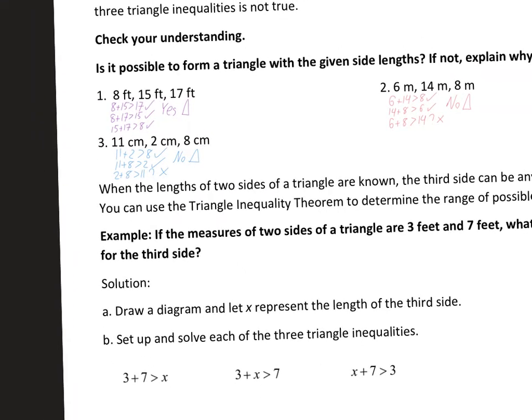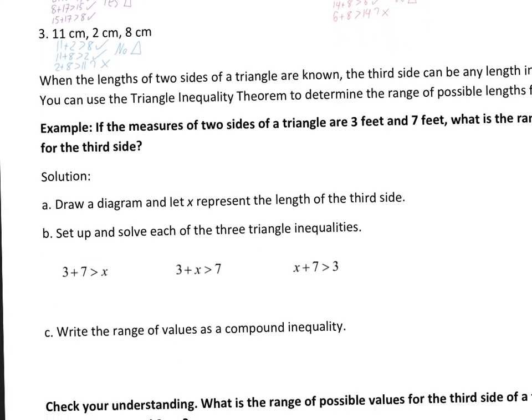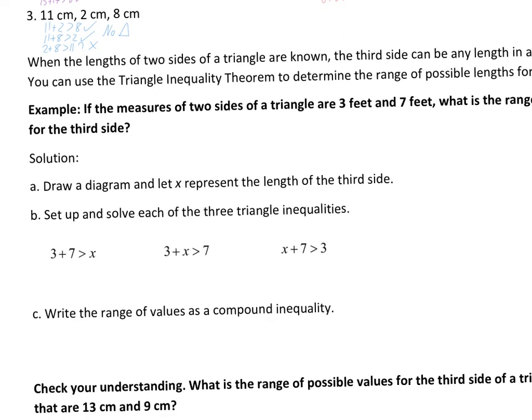Now, that's what we do when we have all three sides known. Sometimes we won't have all three sides known. When we have that situation occur, we need to use inequalities and compound inequalities to solve our problems. So, in this guided example, if the measures of two sides of a triangle are 3 feet and 7 feet, what is the range of the third side?